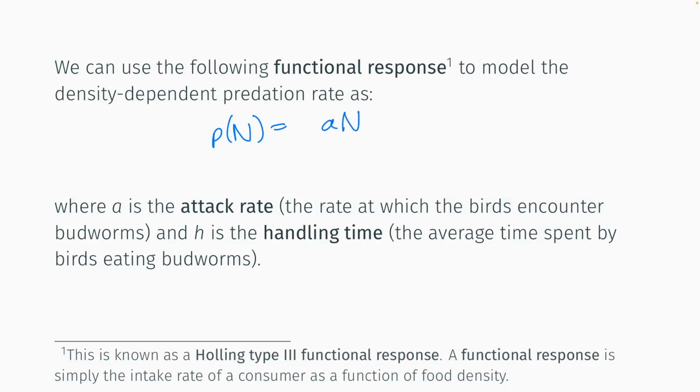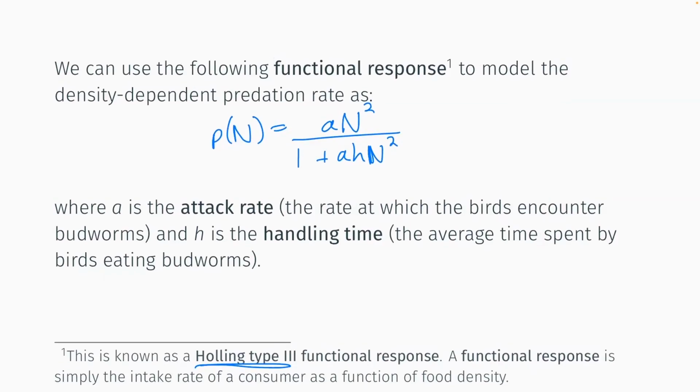So a n squared over 1 plus h a n squared. This is actually something known as a Holling type 3 functional response. There's a type 1, which is just linear, a type 2, and then a type 3. And they'll have slightly different properties. There's a good Wikipedia page on this, actually.